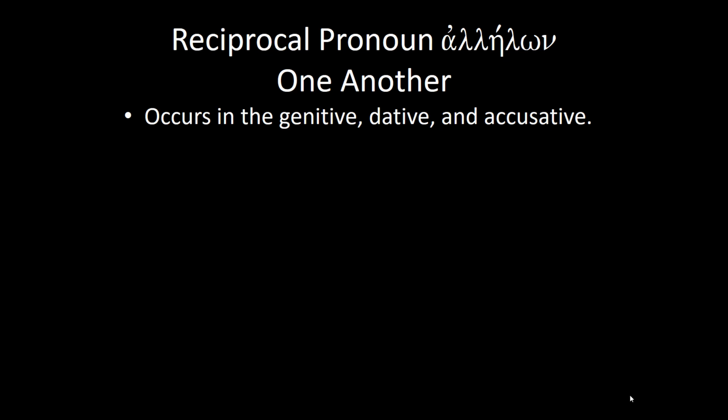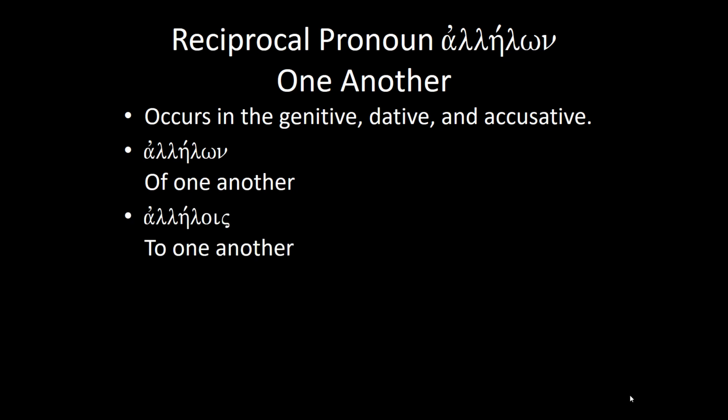I like this pronoun allelon. This is the one another pronoun. It's by nature plural, and then it only occurs in the genitive, dative, and accusative. So the genitive plural is allelon, of one another. Dative plural, allelois, to one another. Allelous, accusative, one another, perhaps as a direct object.